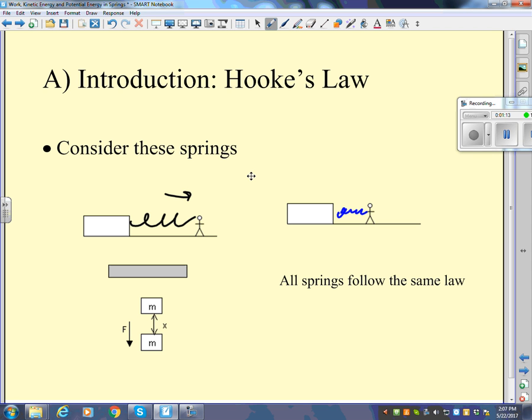Oh, I see I need to realign here. All right, so I just realigned. We should be good now. So springs can stretch, they can compress, or they can do both. Here the mass is bouncing up and down. The key point is that all springs follow the same law, whether they're the kind that you stretch, the kind that you compress, maybe to reduce shock, or ones that bounce back and forth.